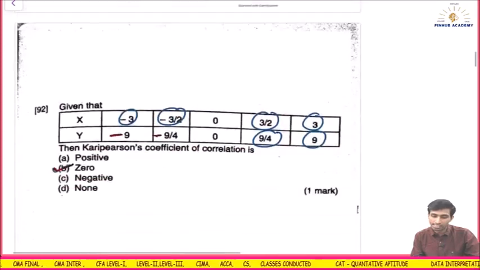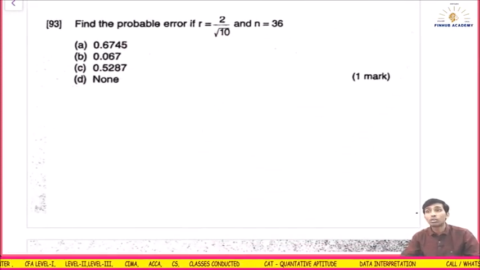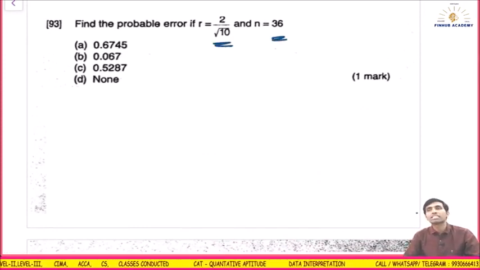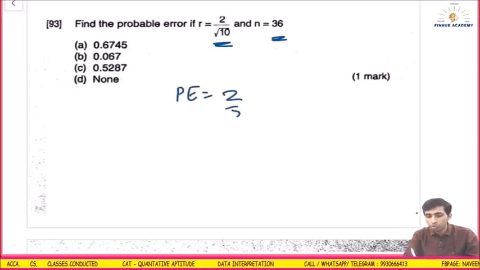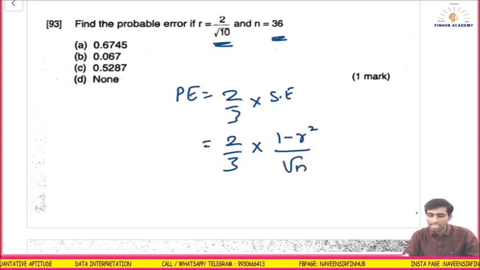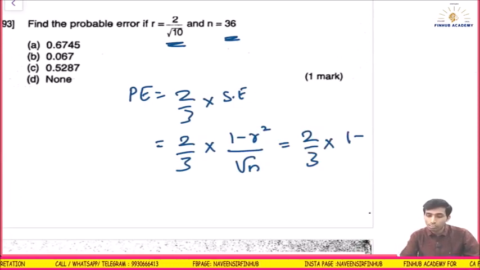Probable error. Yes. Next question. Find the probable error if r is 2 under root 10. Okay, r is how much? r is equal to 2 under root 10. n is 36. So what is the formula for probable error? Probable error is equal to, easy, 2 by 3 into the standard error. But what is the formula for standard error? 2 by 3 into (1 minus r square) upon root over n. So 2 by 3 into 1 minus r square. r square will be what? 2 square will be 4, 4 upon 10. I have directly taken the square.